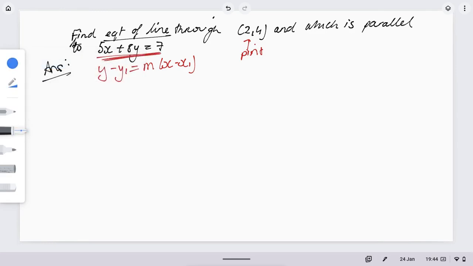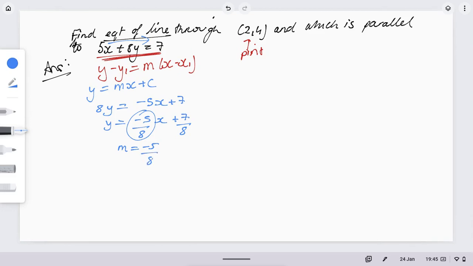So to get the slope from that, I'm going to use the second formula, y is equal to mx plus c. So get y on its own. So 8y is equal to minus 5x plus 7. y is equal to minus 5 over 8x plus 7 over 8. So the slope of that line is minus 5 over 8. Now you've got to decide, is it the same or is it different? And that's where parallel comes in. Parallel lines have the same slope. So I'm going to keep my minus 5 over 8.